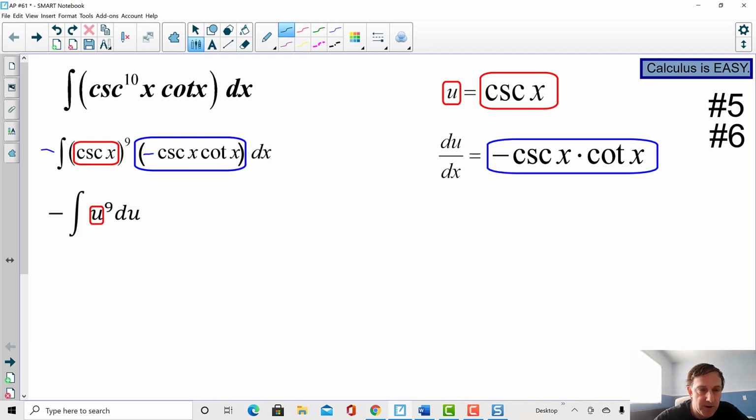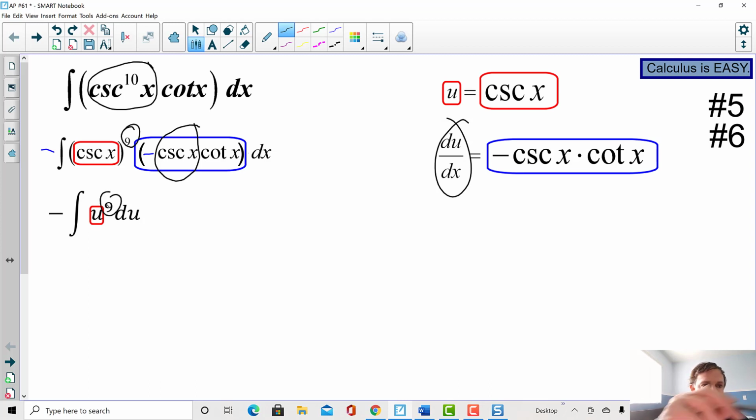So again, the tricky part of this is that originally a lot of people might have thought, well, we're going to have a u to the 10 because our cosecant is our u. But we needed to borrow one of the cosecants in order to get our du dx. So we ended up with actually u to the 9. And so that's what's a little bit tricky about this one.